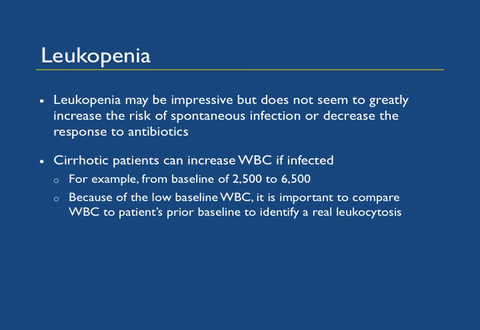The next cytopenia is leukopenia. This may be impressive in patients with advanced cirrhosis, but does not seem to greatly increase the risk of spontaneous infection or decrease the response to antibiotics. Indeed, cirrhotic patients can increase their white blood count if they are infected. For example, a patient with cirrhosis may have a white blood count of 2,500, but can increase it to 6,500 or higher if they're infected.